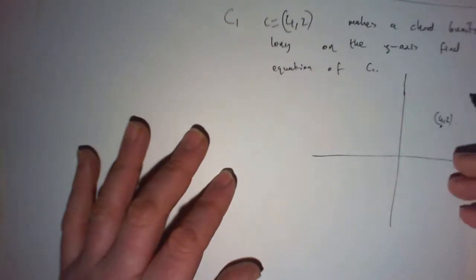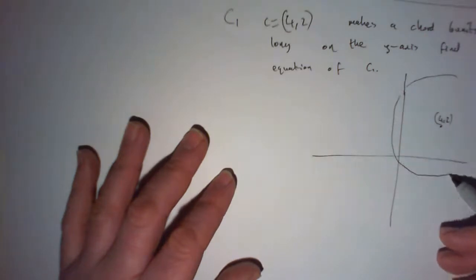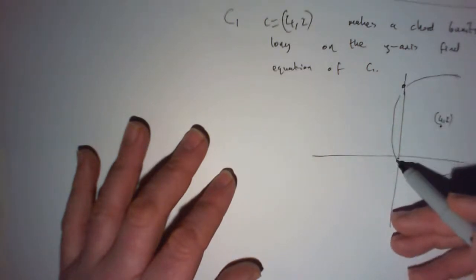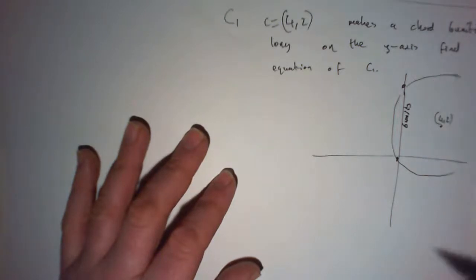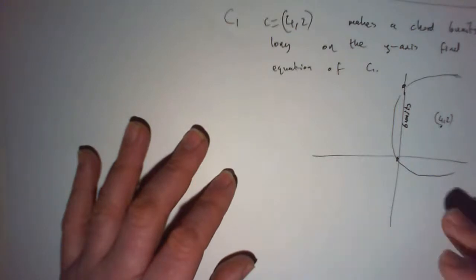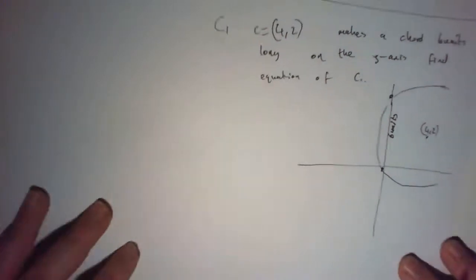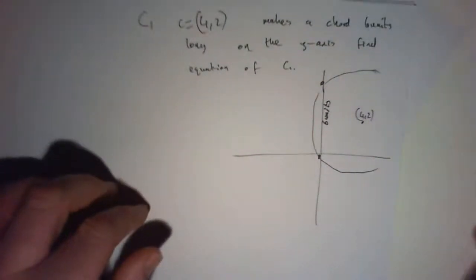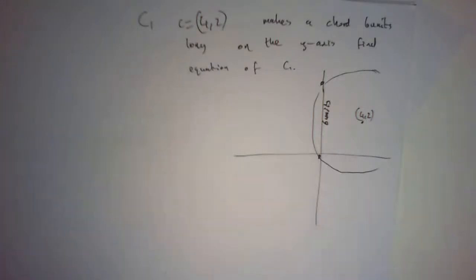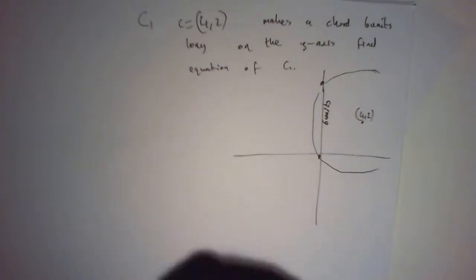I know it has to cut the y-axis there, and the distance between them is 6 units. So that's the only information I have. Now, it's not much, but it is something. So the question is, can I glean the only thing I really need from this? I need to find the radius. So here's my suggestion for you. You have to go with me on this one.